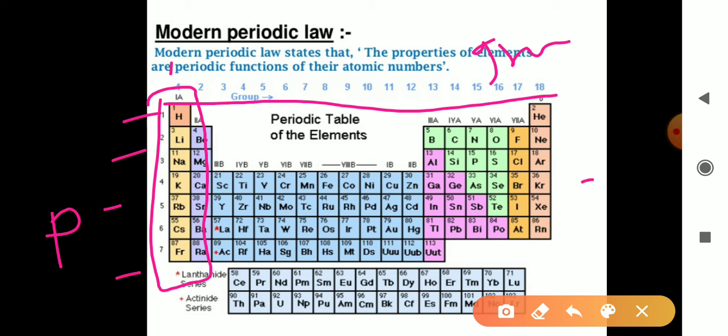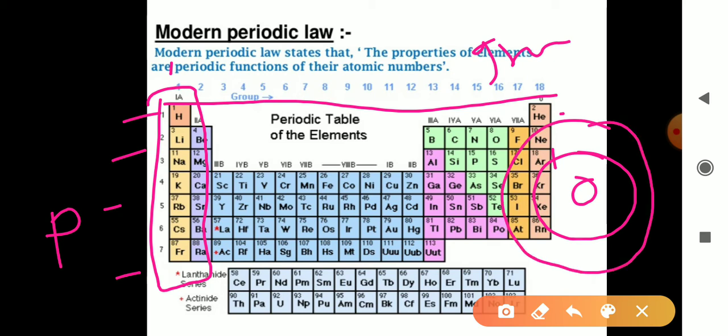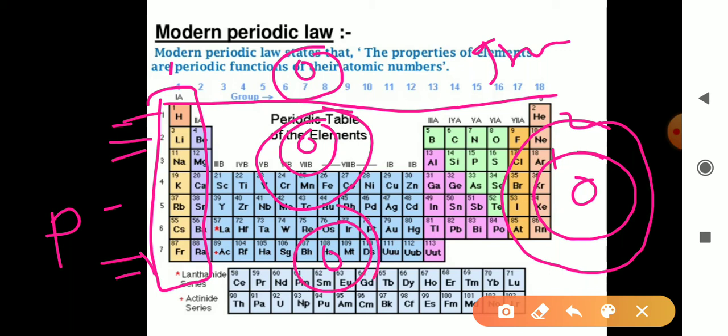We know the structure of the atom. At the center there is the nucleus, and around the nucleus there are shells. This is the first shell, then the second shell, third shell, and so on. So as we move down, the number of shells increases. This is the first period. In the first period there is one shell around the nucleus. Then in the second period, around the nucleus there are two shells. As we move down, one shell is added for each period. If we go to the seventh period, then around the nucleus there are 7 shells.